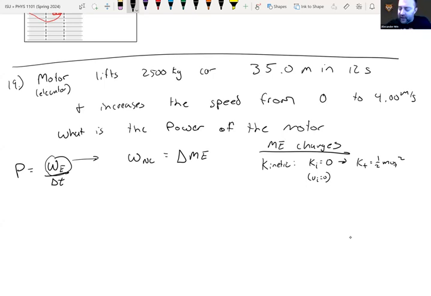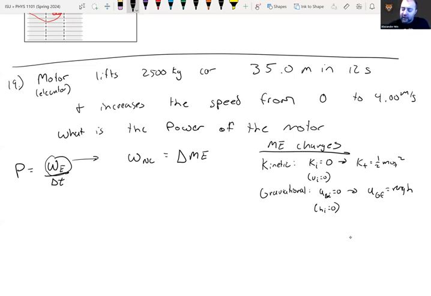But we also have a gravitational potential energy change. Our initial gravitational potential energy is going to be 0, and that's just because the initial height is 0. But then our final UG is just going to be mgh. Okay. So we need to find all of these things.